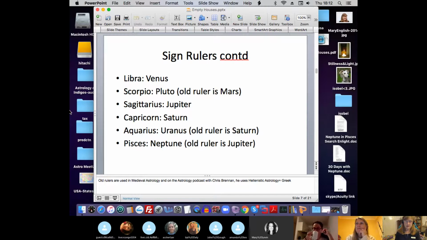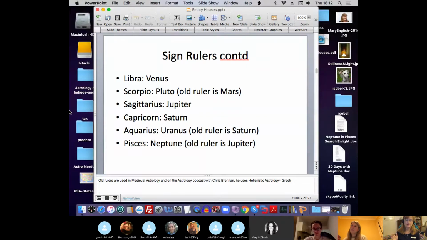Now, I've written a little note at the bottom there. The old rulers are used in medieval astrology and on the astrology podcast by a guy called Chris Brennan. He uses Hellenistic astrology, Greek astrology, and he will only use those old rulers. So Scorpio, I don't know whether or not he does have that as a rulership, but I know that's ancient astrology. And on his podcast, he'll talk a lot about rulers. And I have a lot of my podcast listeners who come to my podcast because they can't make head or tail of what the whole rulership is. So I'm hoping I'm going slow enough for you to be able to understand it today. So Scorpio is ruled by Pluto.